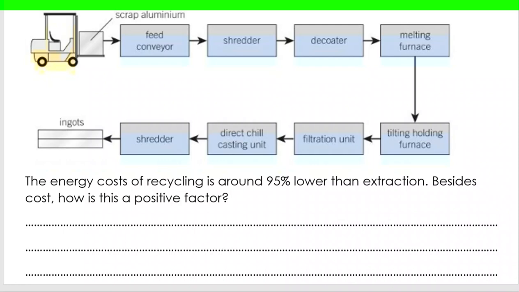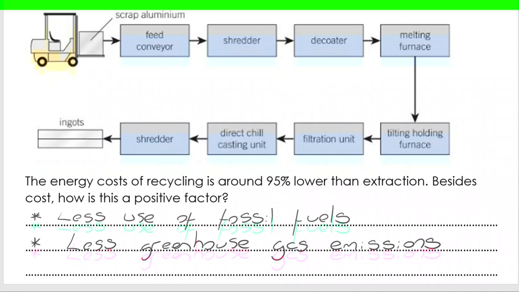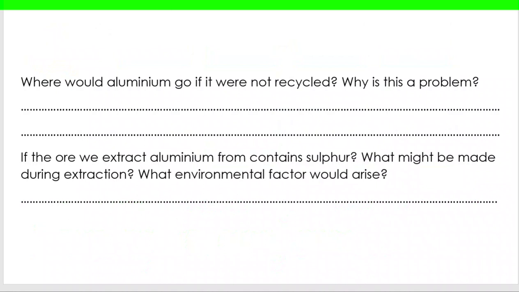Other than the cost of it, why is that a positive thing? Well, the majority of the energy would probably come from burning fossil fuels. So by not doing that, we're reducing the amount of greenhouse gas emissions. Where would aluminium go if it were not recycled? Repetitive, let's get straight in. It would go into landfill using limited space.